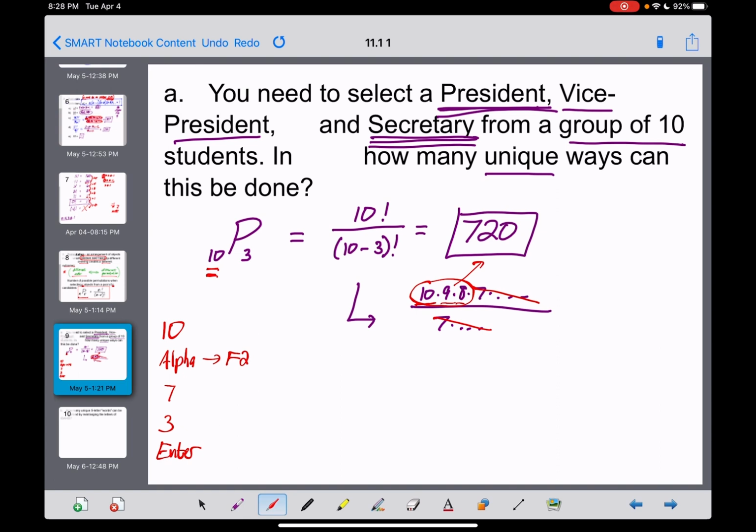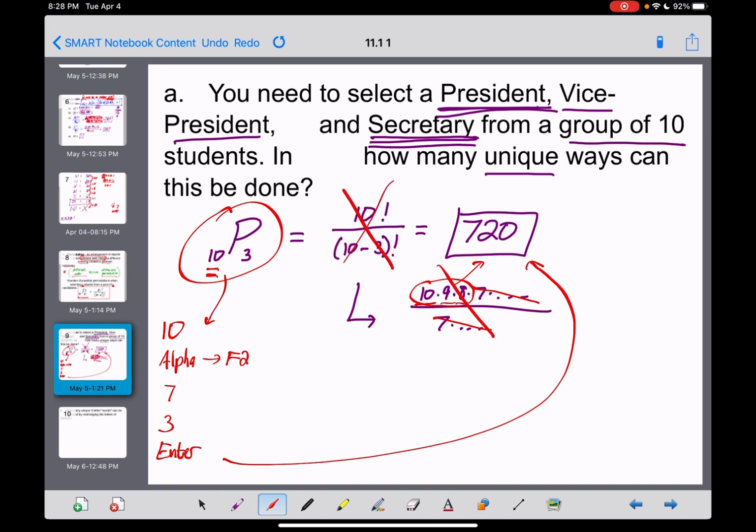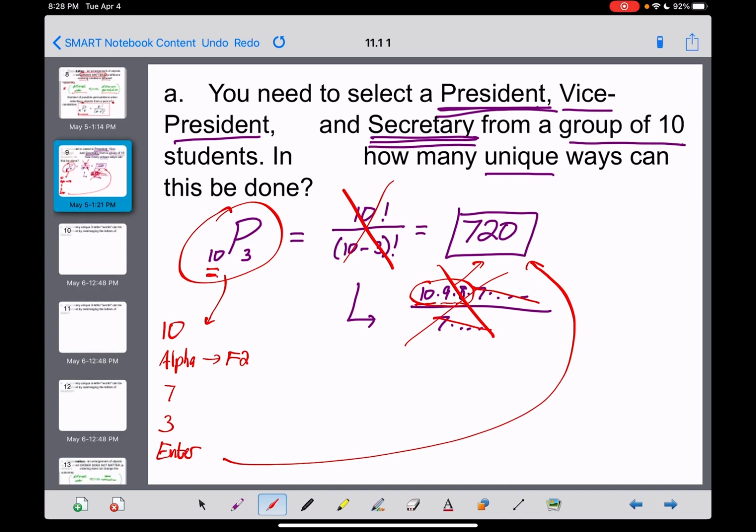So it's not as crazy as you guys might think to try to evaluate some of these by hand, but I'll stand by what I said. You'll be able to use your calculator here, and if you know how to use your calculator properly, you can just type that in and then get that answer of 720 directly without having to show any of this work or certainly any of that work. Okay, so that's one example of a permutation problem.